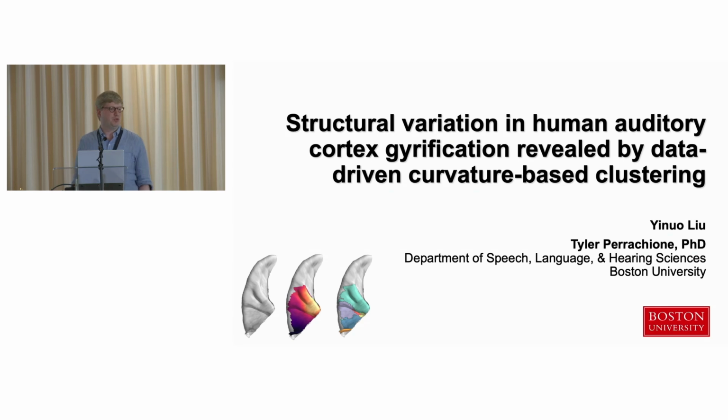I want to switch gears a little bit. We've heard a lot of really fascinating work on auditory cortical function at multiple levels, from human indirect recordings to human direct recordings to animal work. And I want to talk a little bit about the anatomy in the human brain. What underlies this interesting functional variation that we see across tasks and across stimuli?